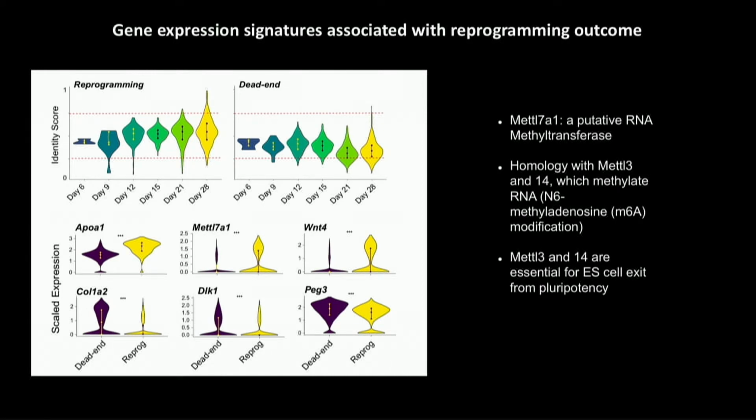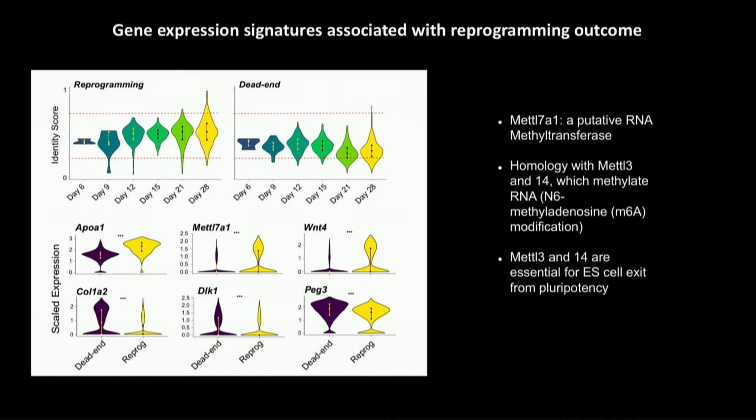And when we look at the significant gene expression differences between these two trajectories, we see that fibroblast gene expression gets reactivated on the dead-end trajectory. We also see activation of imprinted gene expression, which I think is really interesting.